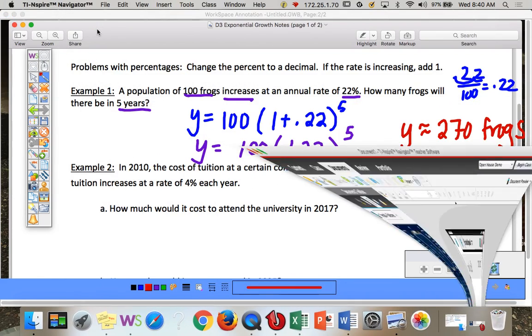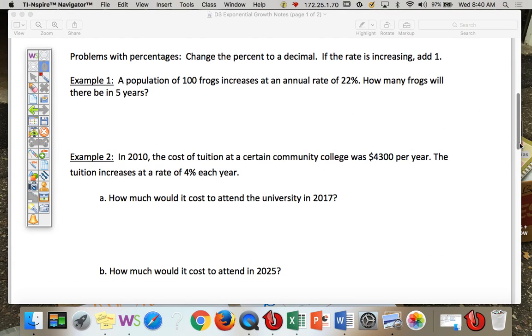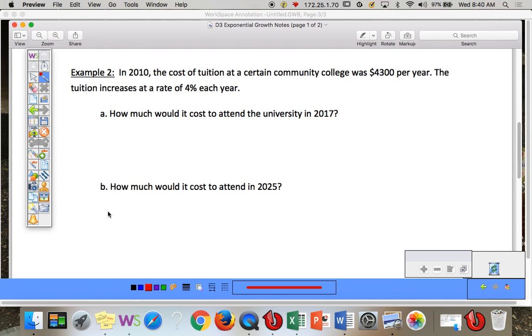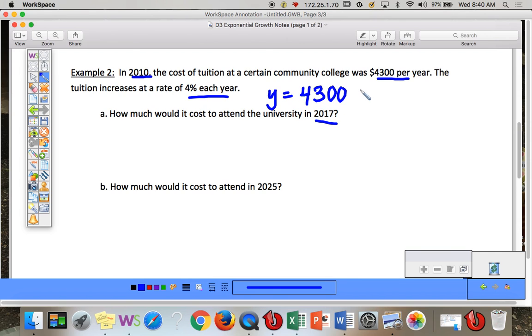All right, so let's try another one. In 2010, the cost of tuition at a certain community college was $4,300 per year. The tuition increases at a rate of 4% each year. Okay. How much would it cost to attend the university in 2017? Let's first start by writing the equation. So y equals, we start at 4,300. It increases, so you take 100% of the year before plus 4% a year.